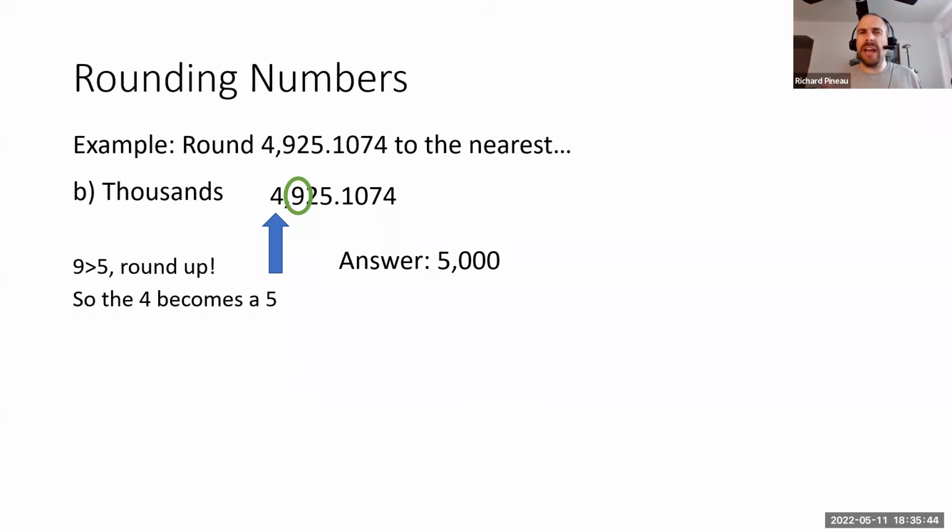So some people get confused. What happens to the other digits? Well, they become zeros. We're rounding this up. That's the whole idea of rounding. It kind of makes the number a little easier.